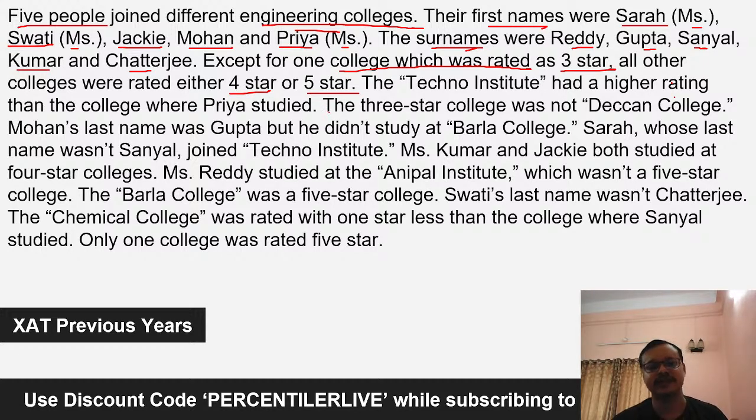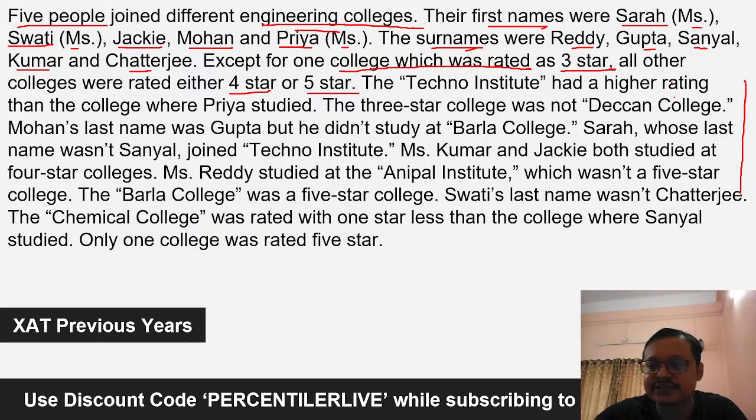the college rating. What you need to do is map all these 4 parameters together to be able to identify who's studying in which college, what first name, what surname, and what is the college rating of that college. So this is what you need to get using the clues given here.